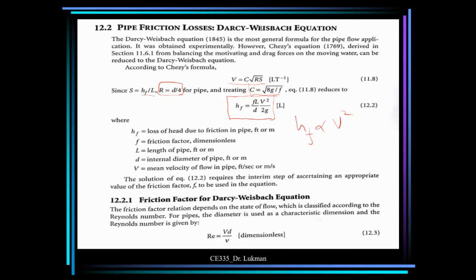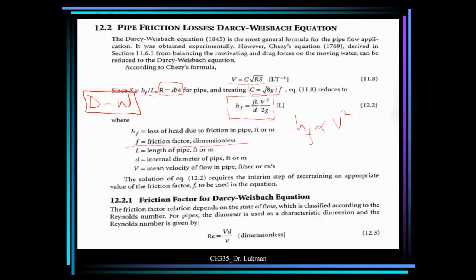Now, the solution of this equation, the Darcy-Weisbach equation, we simply write it as DW, the Darcy-Weisbach equation. The solution of the DW equation requires the interim step of ascertaining an appropriate value of the friction factor to be used in the equation. We need to determine the friction factor, which is dimensionless. And the friction factor for the Darcy-Weisbach equation, how do we find it?